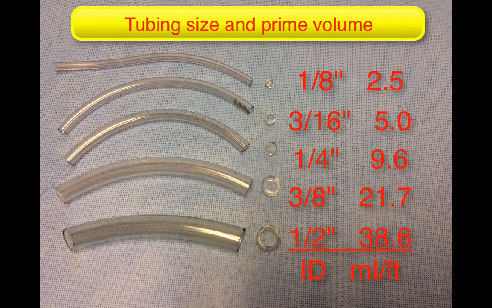So the 1/8 inch tubing holds 2.5 mLs per foot of tubing. The 3/16 inch tubing holds 5 mLs per foot. The 1/4 inch tubing holds 9.6 mLs per foot. 3/8 inch tubing holds 21.7 mLs per foot. And the 1/2 inch tubing holds 38.6 mLs of fluid per foot of tubing.